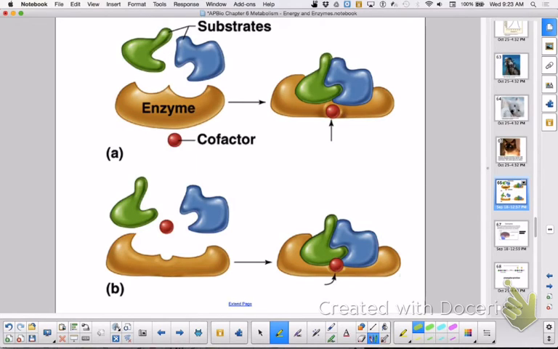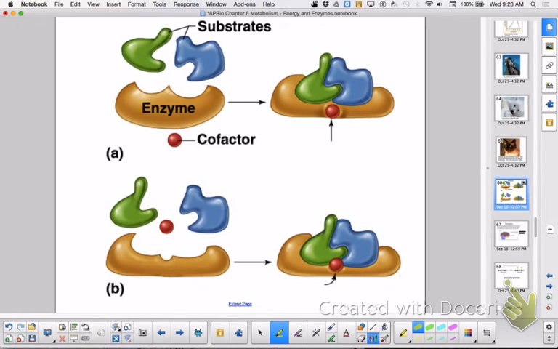Okay? So on your notes, you have enzyme cofactors and coenzymes. Cofactors are what by definition? Inorganic. Okay? So it could be something like zinc or iron that would facilitate that reaction. Coenzymes are organic, but they're non-proteins. Because if they were a protein, they'd just be part of the enzyme. Do you see that? Okay.